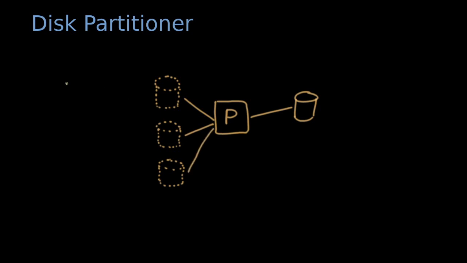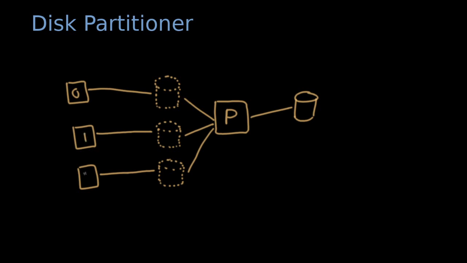And we can have three clients running over here. So a box again symbolizes a single thread of execution that interacts with the virtual disk. So let's call this client 0, 1, and 2. That interacts with virtual disk 0, 1, and 2.